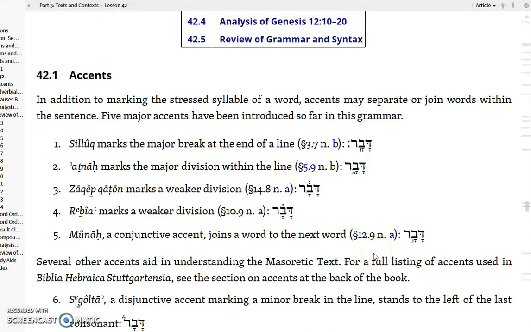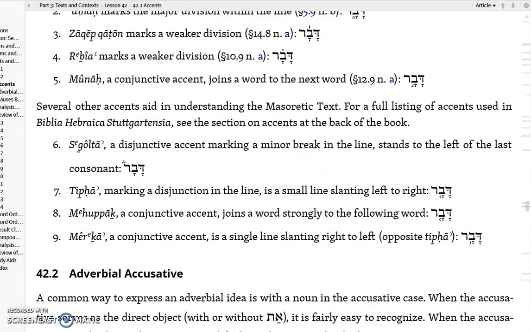Now, the disjunctive accents are the most important ones for punctuation purposes, because the disjunctive accents will tell you where you need to put a period or a comma or a semicolon or a colon, because there will be some sort of pause at the major disjunctive accents. Several other accents aid in understanding the Masoretic text, and for a full listing of accents used in Biblia Hebraica, see the section on accents in the back of the book.